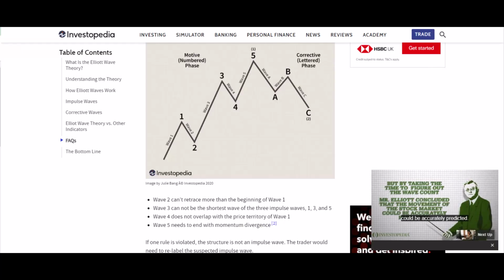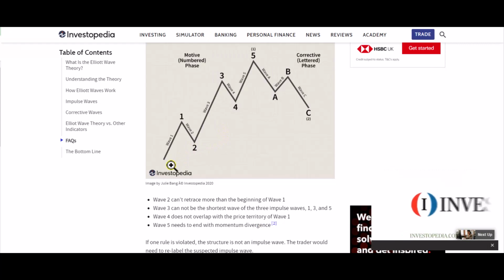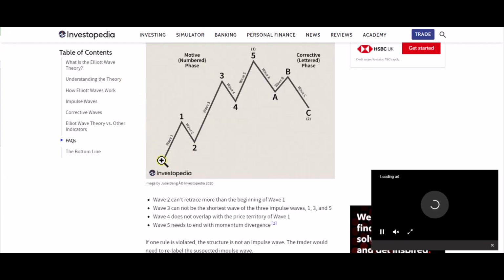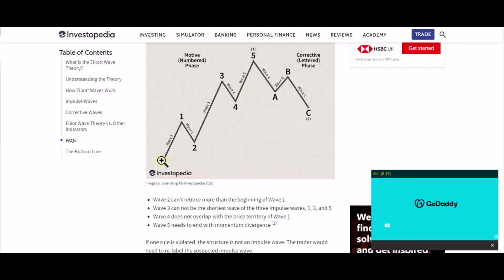Let's just, for those of you who might be interested in Elliott wave theory, have a look at Investopedia. They have some good information on this. Basically, the idea is that there are 5 waves in a significant move, 1, 2, 3, 4, 5, which we have got to, and then a corrective ABC structure. So that's what we're waiting for here to see how this unfolds, this ABC structure.